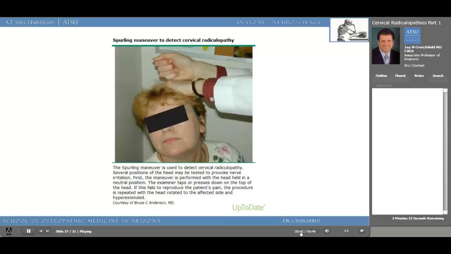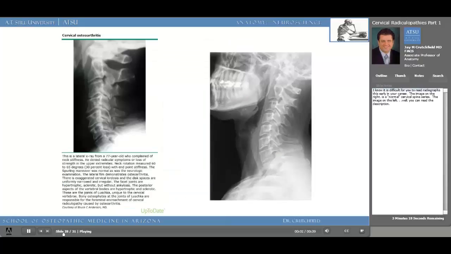I know how difficult it is as a first-year student to try to interpret radiographs this early in your career. The image on the right is a normal C-spine series. The image on the left, well, you can read the description. But in order to classify a normal C-spine series, you must see all 7 cervical vertebrae. No exceptions to this. You must see all 7 cervical vertebrae clearly. If they're not seen clearly, the patient either needs repeat testing in the X-ray department or a CT scan of the affected cervical vertebra.